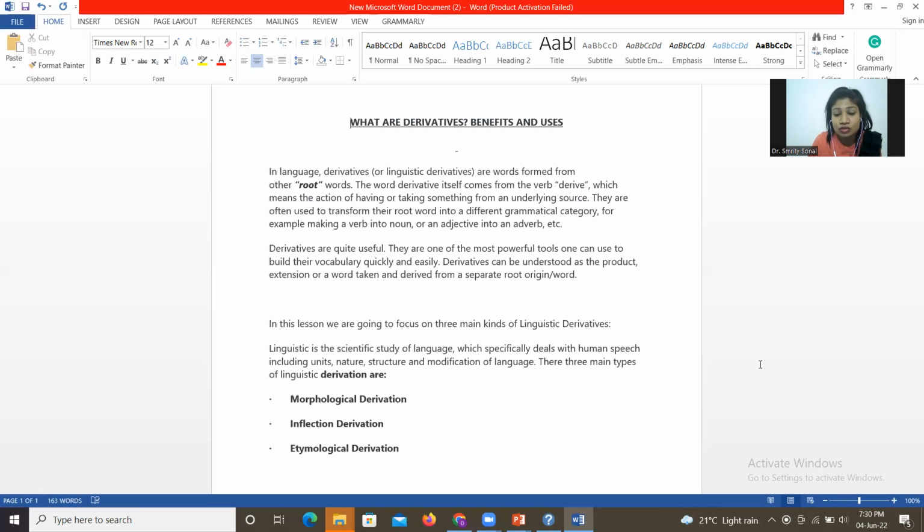So derivative denotes the action or the process of deriving new words from one existing, known and established root word. And so here we see that there is one underlying source to all those words that have been derived from one root word. And a root word means a word which cannot be broken down into any further simpler part and which itself can stand alone and convey some logical meaning.